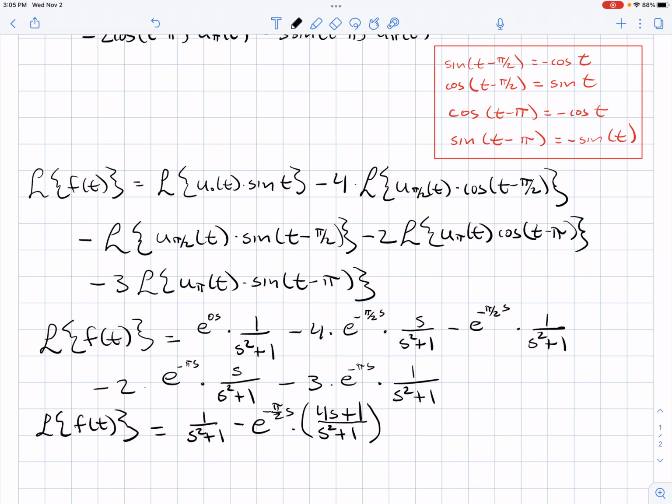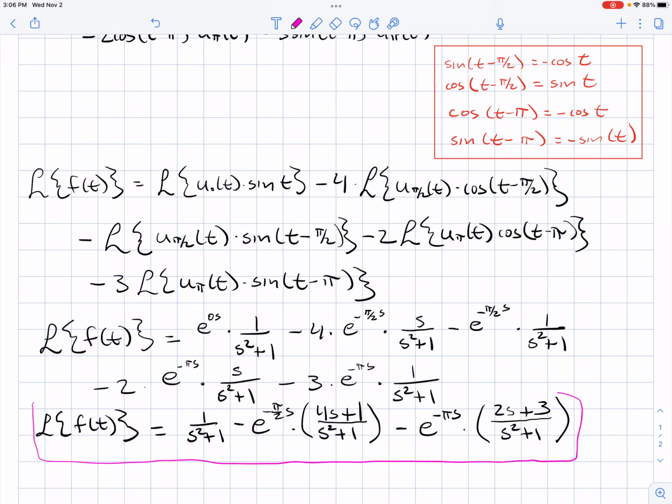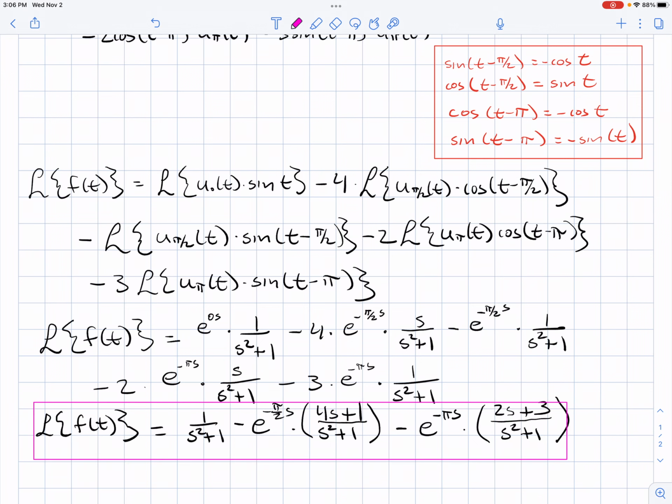And then also these last couple terms right here, I could do a similar thing and factor out the e to the negative pi s. So minus e to the negative pi s times 2s plus 3 over s squared plus 1. And I believe I am done. Phew, that was fun, wasn't it? Hopefully that makes sense.